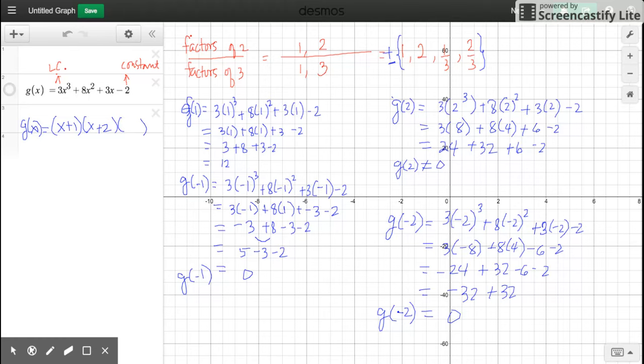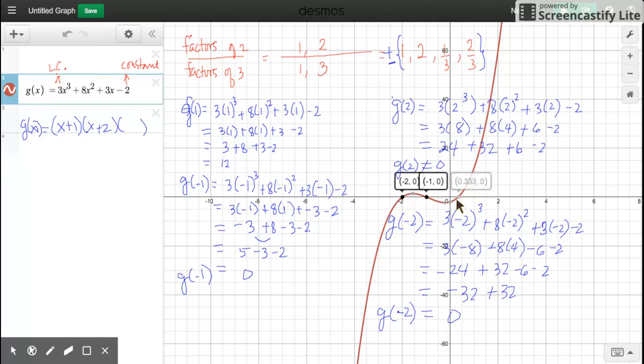Okay, and I will let you continue this. Now, if we look at the graph, where are the zeros? Zeros are at negative 2, negative 1, and here's the other one. It's at 1/3. Okay, that's it.